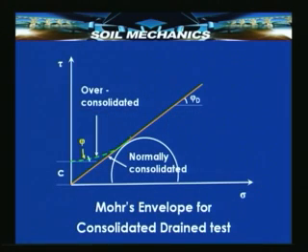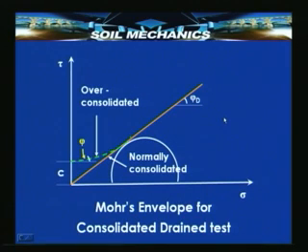Therefore, the typical Mohr diagram for this will involve a sigma-tau plot with a Mohr circle and a corresponding envelope, which will give us an effective value of cohesion and an effective value of friction angle, and these are usually called c_d and phi_d, corresponding to the drained condition.